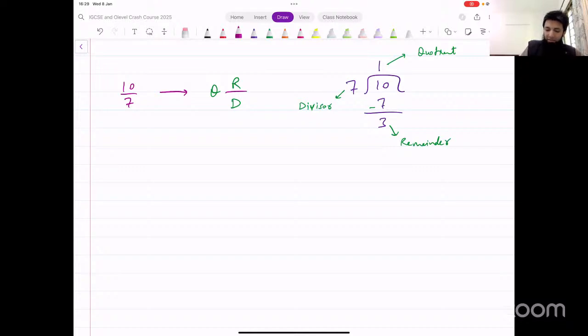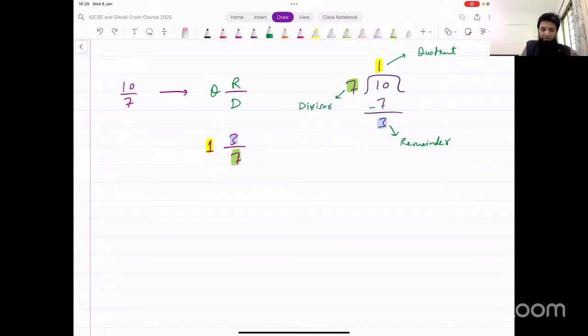So 10 over 7, therefore, can be written as the quotient, which is 1, that's coming from here, then the remainder, which is 3, that is coming from here, divided by the divisor, and that is coming from here. We can write this as a mixed fraction like this. Okay, you should be able to do this. The quotient goes here, the remainder goes here, and the divisor goes in the denominator.